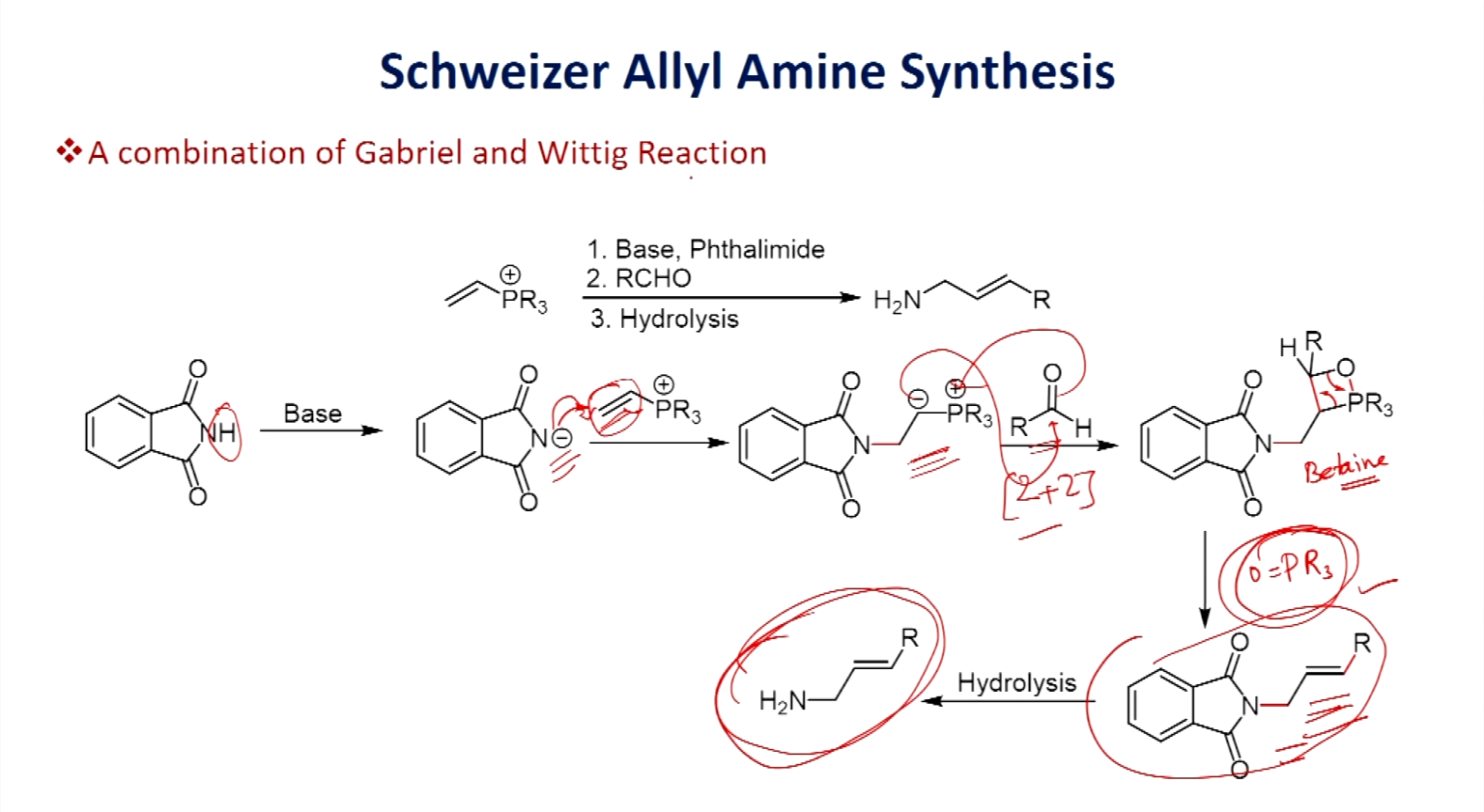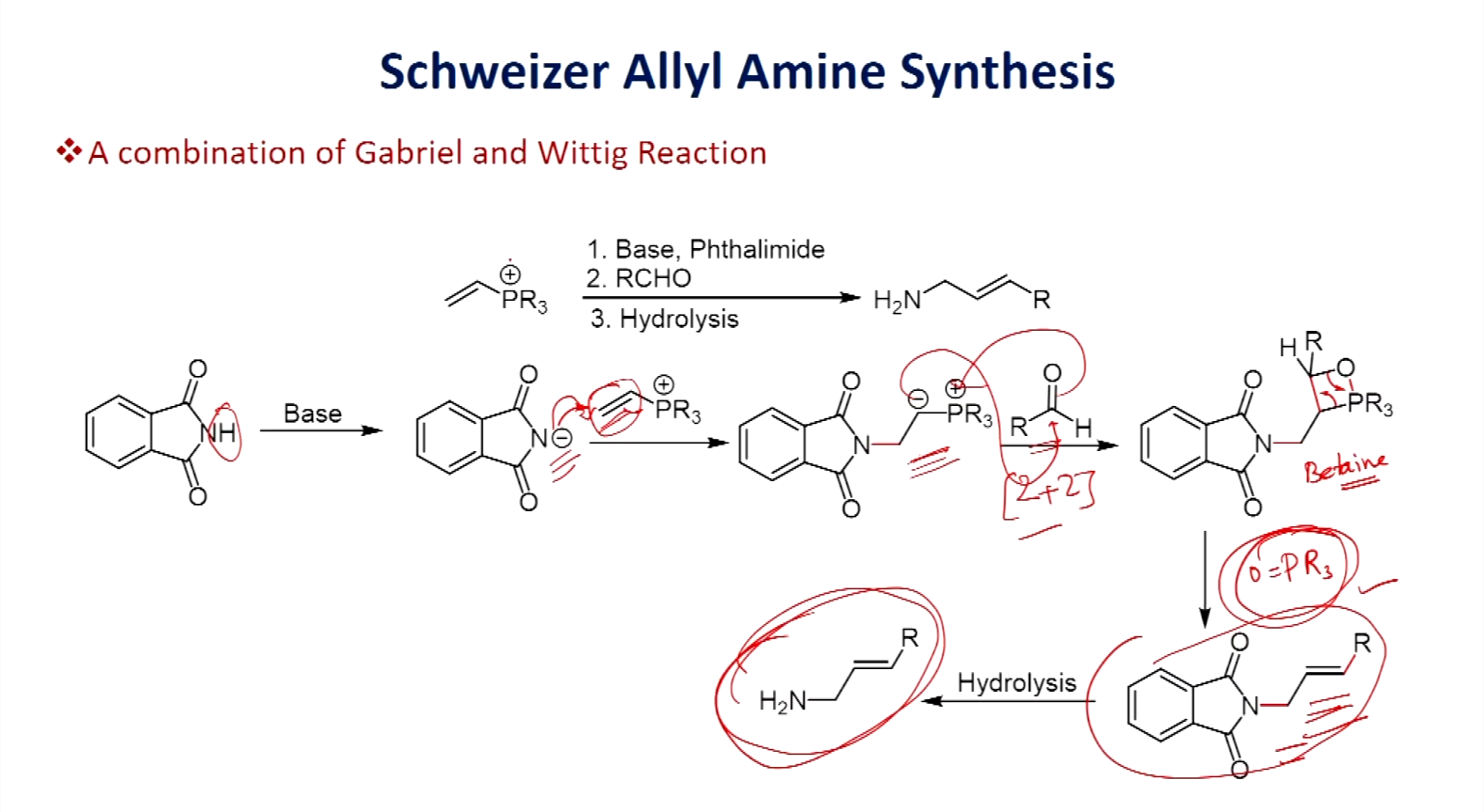In this way, if you have vinyl phosphonium bromide or any salt, it can be readily reacted with imide in the presence of base to give this ylide. That ylide can be further reacted with aldehyde to give this allyl derivative. Once we have this allyl derivative, it can be hydrolyzed to give the allylamine as a product.